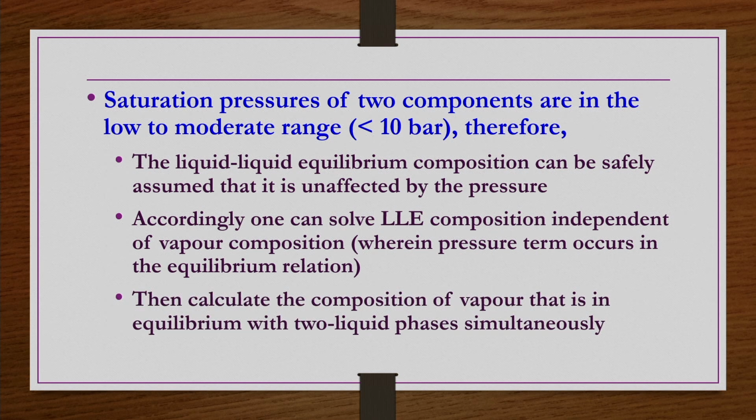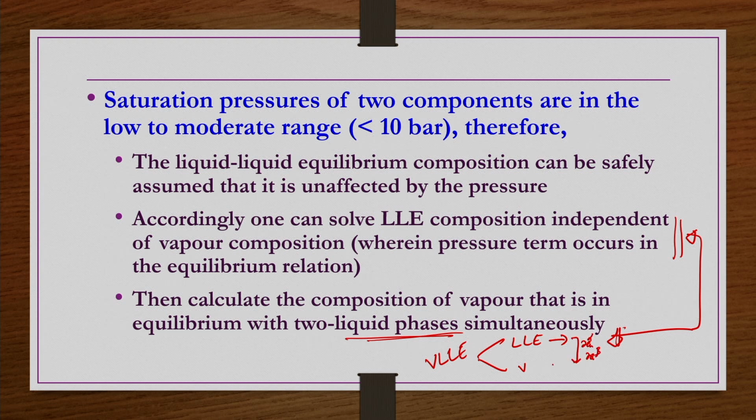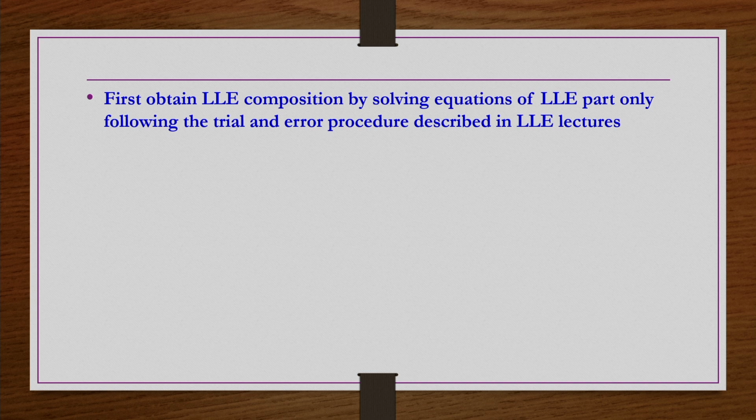Then calculate the composition of the vapor that is in equilibrium with the 2 liquid phases, whose compositions we have already obtained by these LLE calculations. So, this VLLE problem we are segregating: first the LLE problem, finding out their composition, and then using these compositions, XA alpha and XA beta, finding out the vapor composition, that is YA.